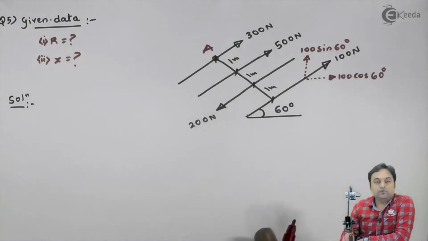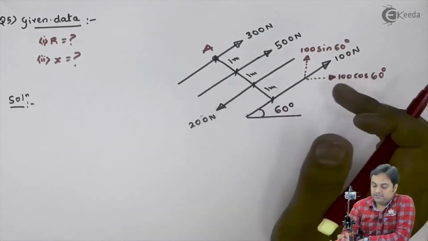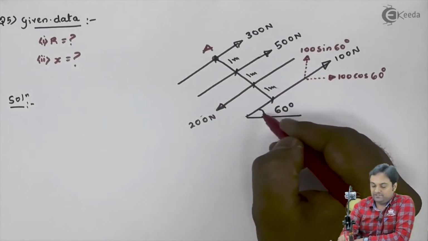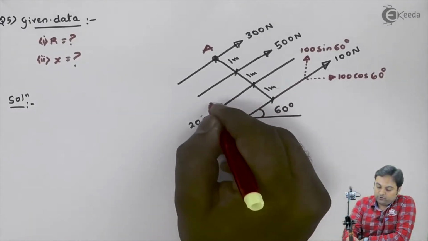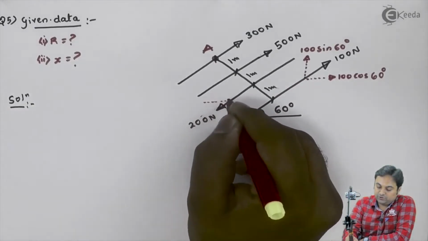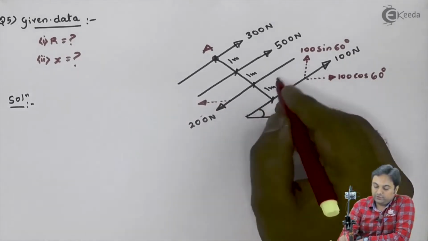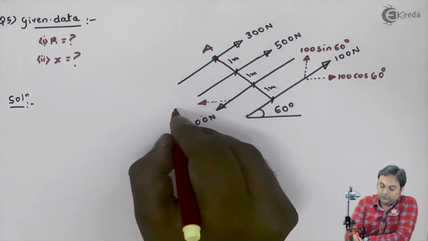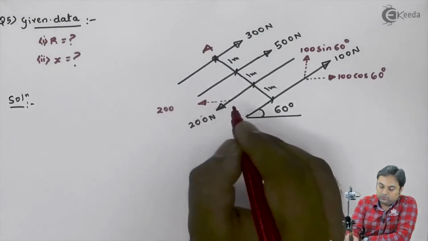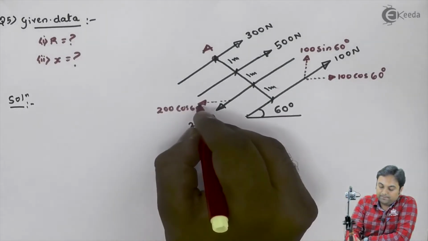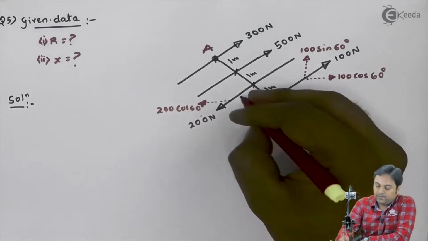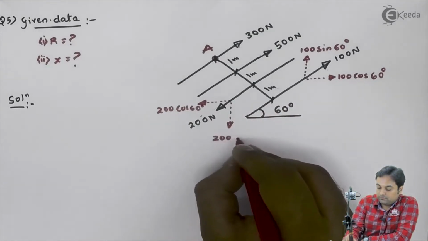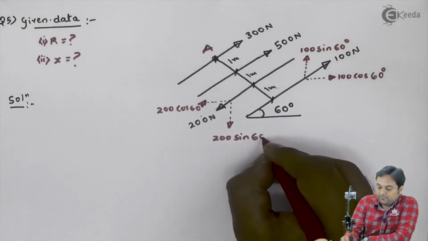Here we have resolved one force, then 200 Newton. Since 100 and 200 both are parallel, it means they are inclined at the same angle, which is 60 with horizontal. So now for 200 Newton, I will first write its horizontal component. 200 Newton is also inclined with horizontal. So the horizontal component will be 200 cos 60 degree and vertical component will be 200 sin 60 degree.